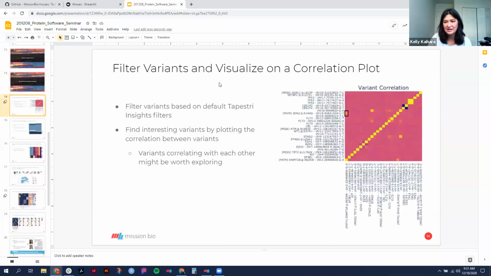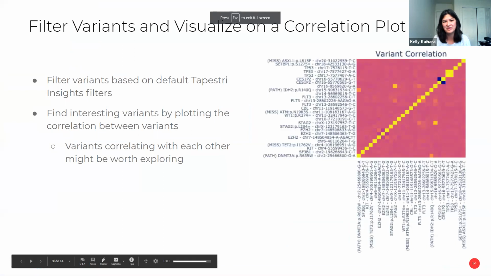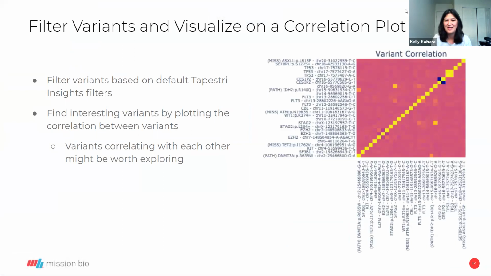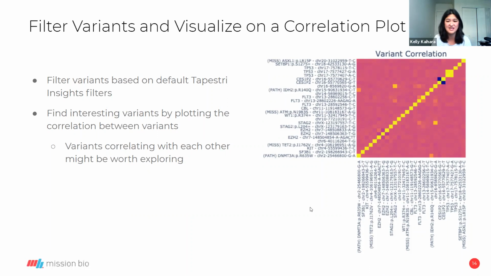So with that, I'd like to give you a sneak peek of what the Mosaic Jupyter notebook can do. It can do exactly the same thing that Tapestry Insight software can do, but it has more advanced analysis tools. So for instance, one of the very first things you would want to do is identify all of the DNA variants that exist within this sample.